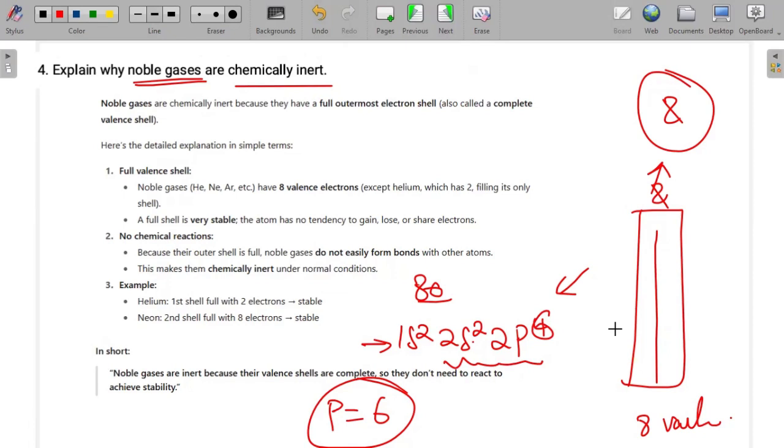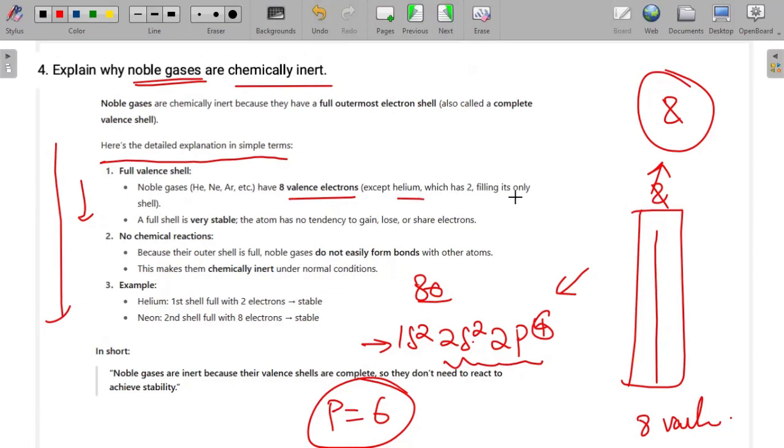They're already stable. Okay, so I wrote down the explanations here. So I was saying these noble gases are chemically inert because they have a full outermost electron shell, also called a complete valence shell. So for a full detailed explanation, it's here. We're saying these noble gases have 8 valence electrons, except of course helium, which has 2.